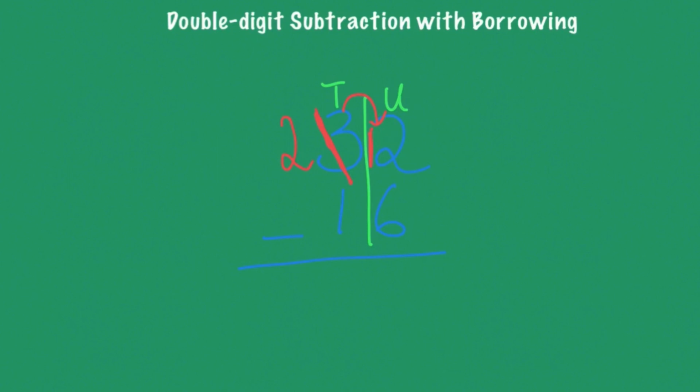So 12 minus 6 gives me a 6. And then over here we've got 2 minus 1, which gives me a 1. And so my final answer here is 16. All right, so I think it's getting a bit clearer, but we'll do one more just to test your understanding. So let's try.